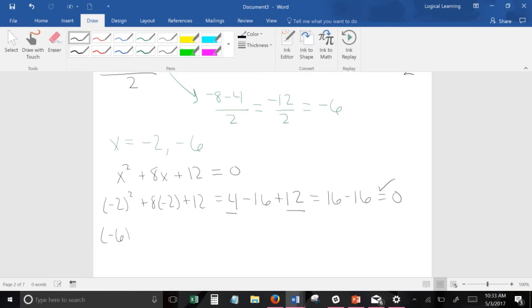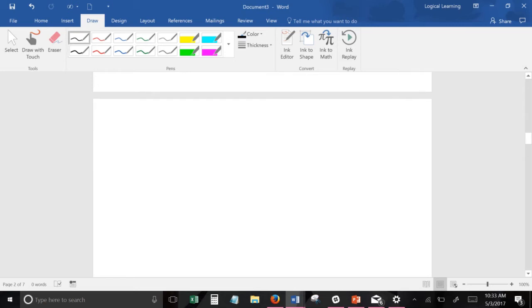We can do the same with negative 6. And that'll give us 36. 8 times negative 6 will give us negative 48, plus 12. Again, adding our positive terms, that's 36 and 12. That's going to give us 48 minus 48. And that does, in fact, equal 0. So we can see that our solution, x is equal to negative 2 or negative 6, both are correct solutions to this quadratic equation. And we found it using the quadratic formula.